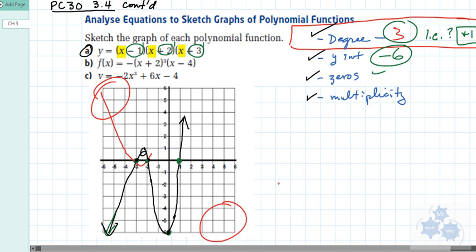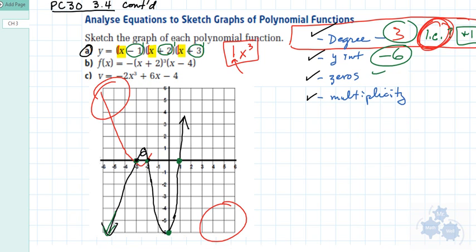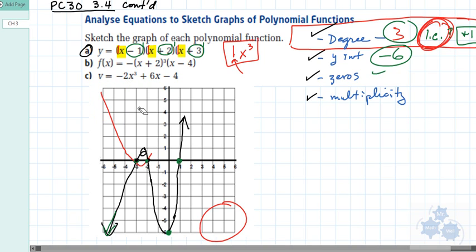The reason how you know that is because of the leading coefficient. The leading coefficient is the number that you get when you multiply all those first terms, and that's 1x cubed. See that? This is the leading coefficient. It's positive, so that means it starts in quadrant 3 and ends in quadrant 1. That's how you know. Starts down here, ends up here.